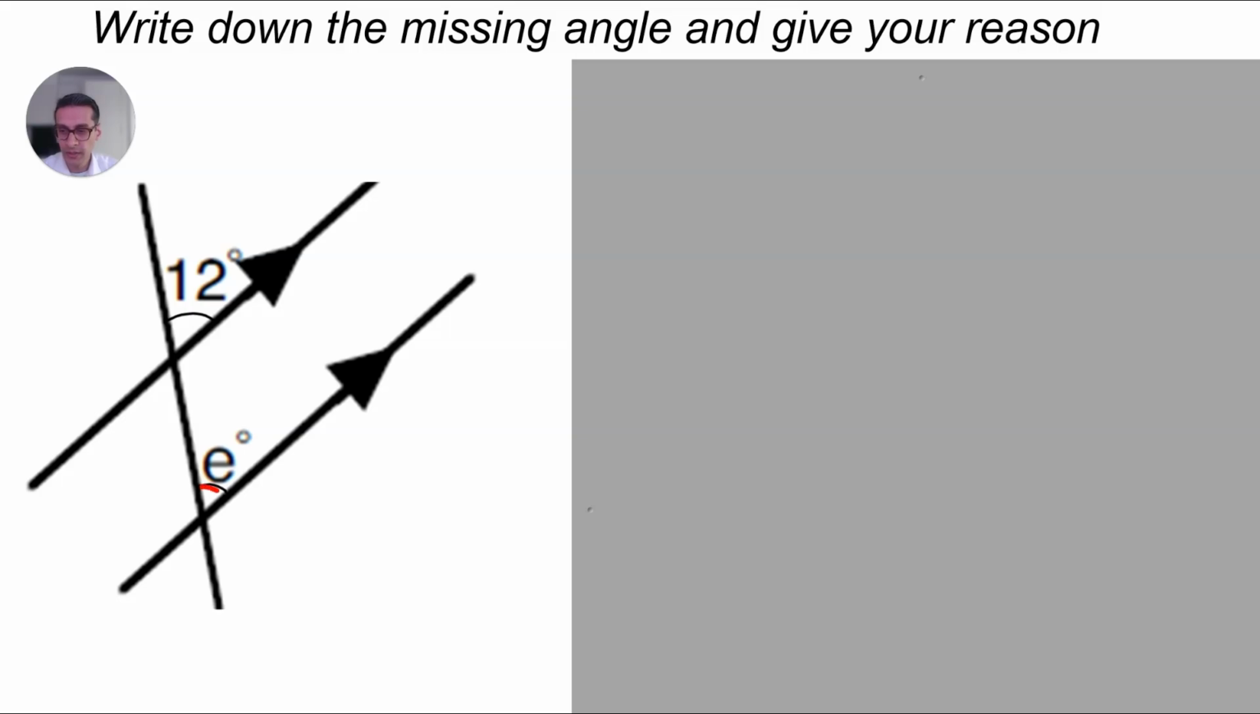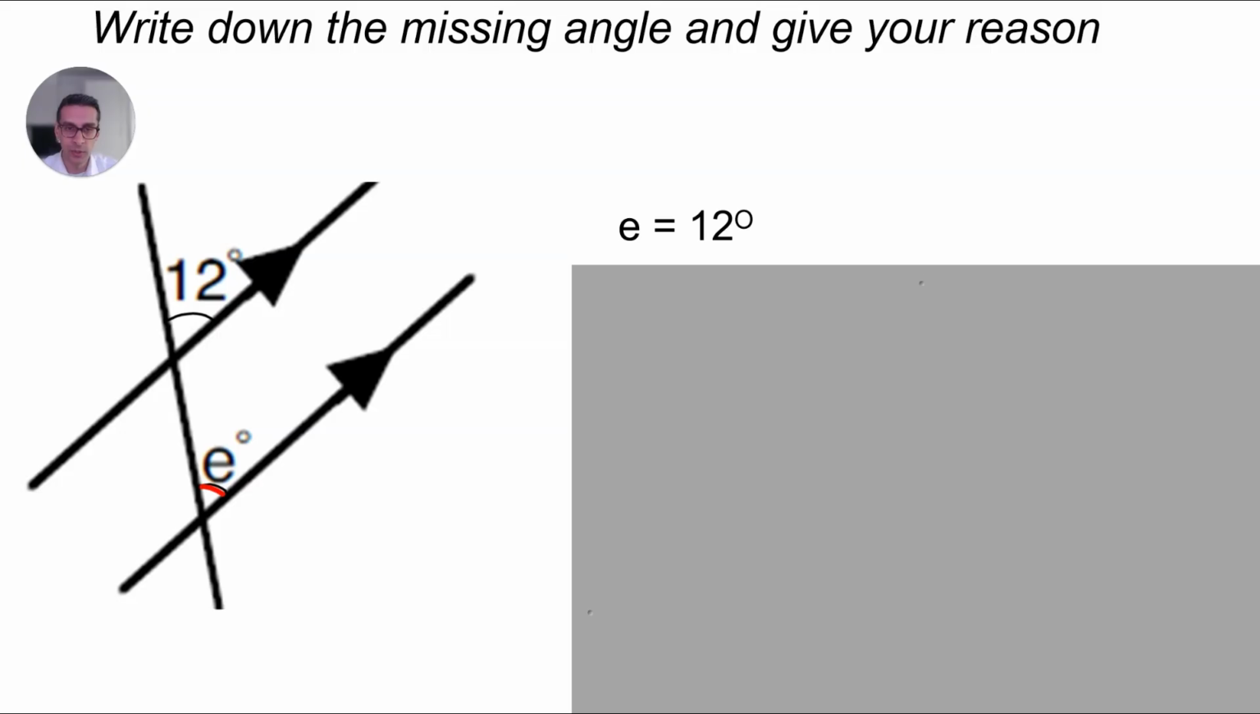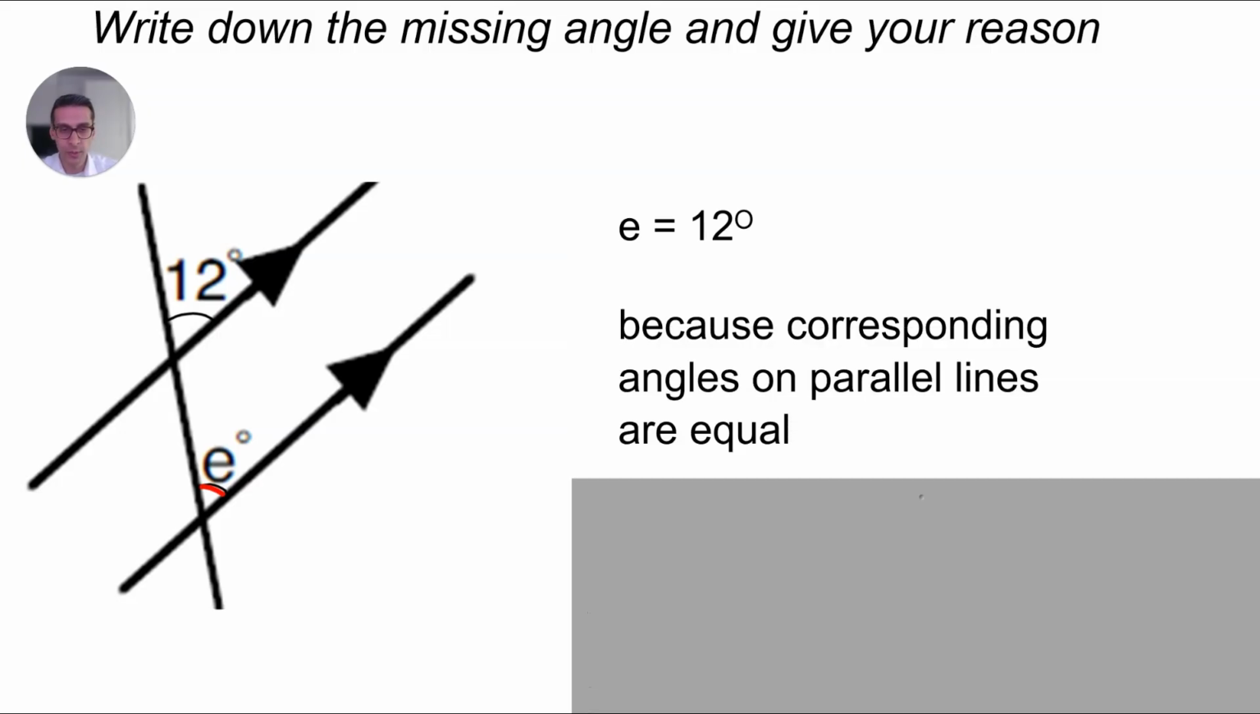So another example here, write down the missing angle and give your reason. So we can immediately see they are corresponding. So 12 is equal to E, or E is equal to 12. And the reason is corresponding angles in parallel lines are equal.